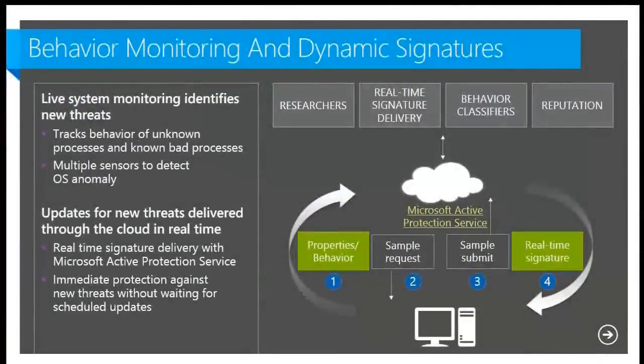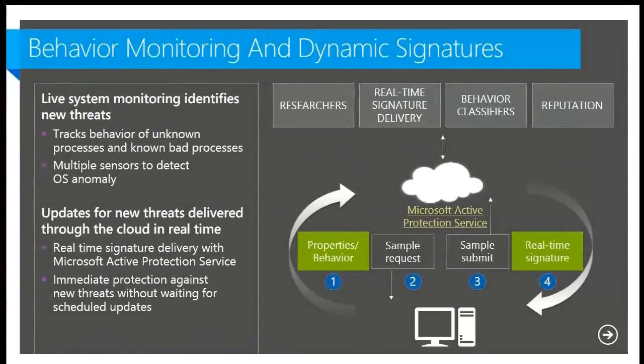So behavior monitoring and dynamic signatures. This is really a regurgitation of what I said briefly on the other slide around how that DSS thing works. Going left to right, 1, 2, 3, 4, the behavior monitoring identifies something that looks suspicious. It'll send that up to the Microsoft Active Protection Service. The Active Protection Service will do one of two things. It will either say, oh, yeah, I know about this one, I'm going to send you a new definition, or it will say, hey, tell me more, and it'll send a request down for a sample.